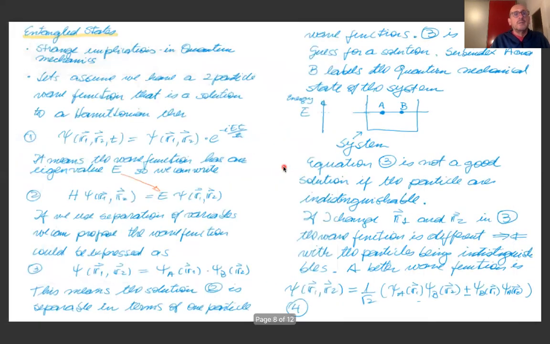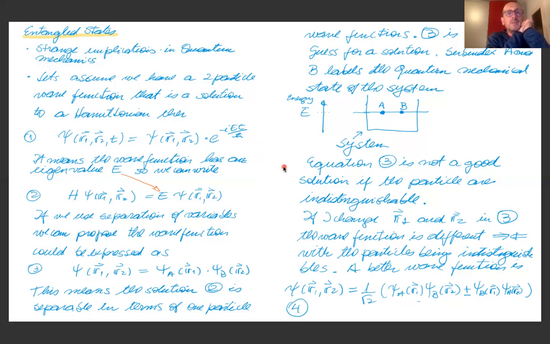Okay, so now I'm going to change subject a bit to something more on the borderline of quantum mechanics, and I would like to talk about entangled states, because this has a strange implication in terms of quantum mechanics. So I'm going to follow the text that I have here.